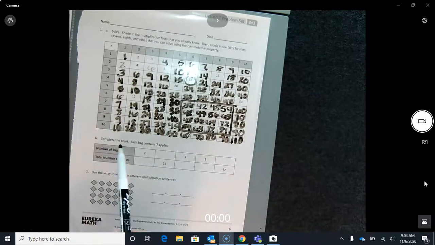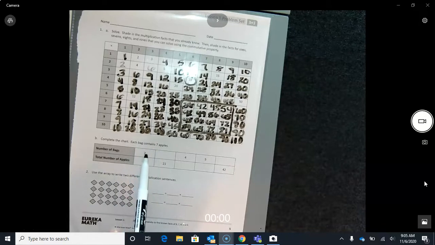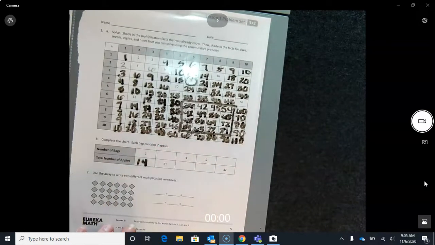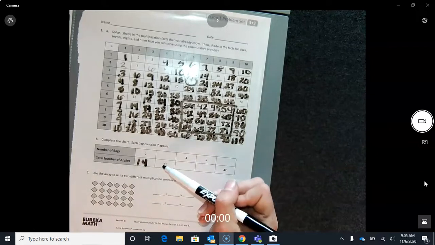So part B says complete the chart. Each bag contains 7 apples. So we have 2 bags. And if each bag contains 7, how many total number of apples are in those 2 bags? Right, 7 times 2 is 14. Nice job. Now let's take a look at the next one.